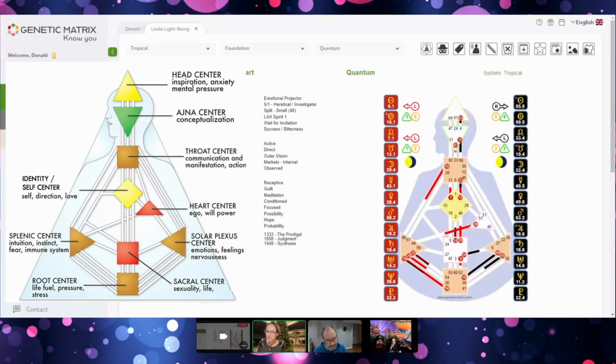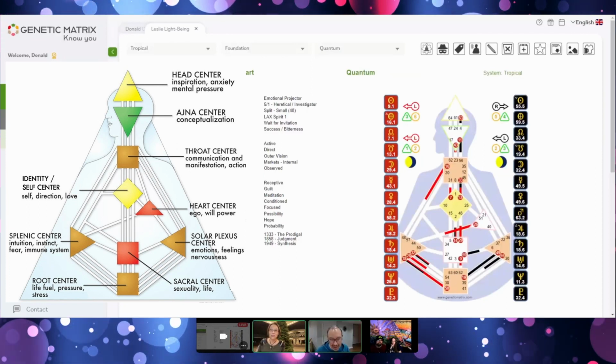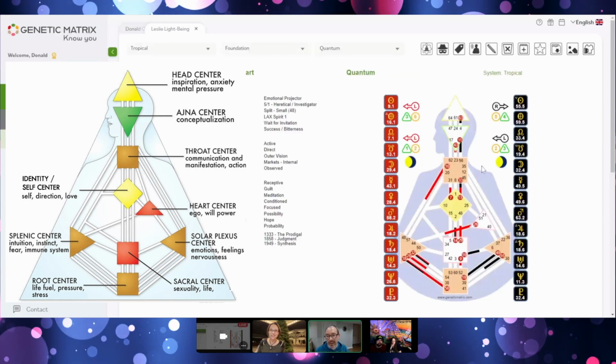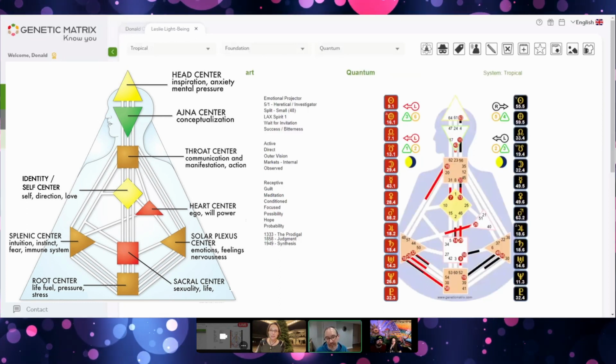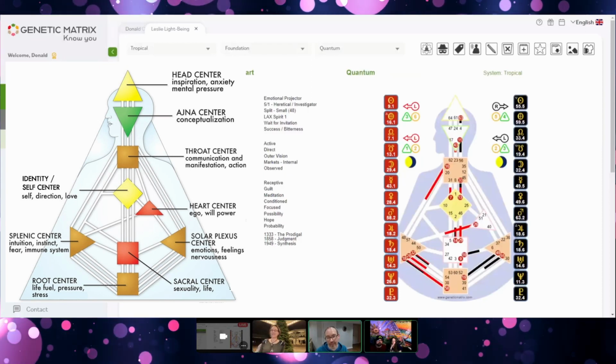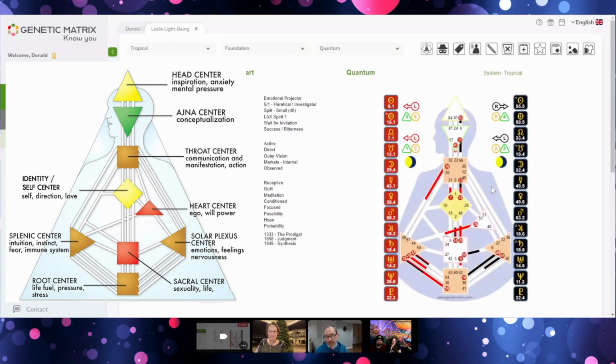Pressure to do what? Not having pressure, or it's like a pressure to speak or act when no one else is speaking. Leslie doesn't really have that, but she has it defined at the throat center.